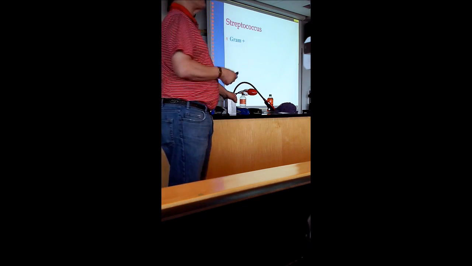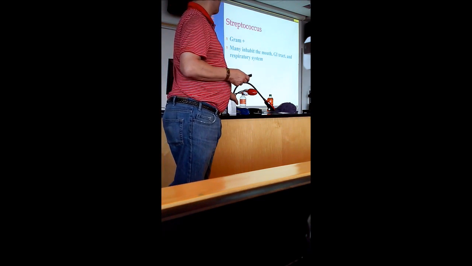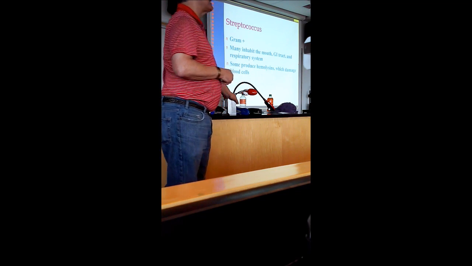Streptococcus, also gram-positive. They both are. Staphylococcus, Streptococcus. Many are in the mouth, the GI tract, respiratory tract. So again, mucous membranes here, really. Some produce hemolysins. Hemolysins produced by gram-positive. These are exotoxins. They damage red blood cells.